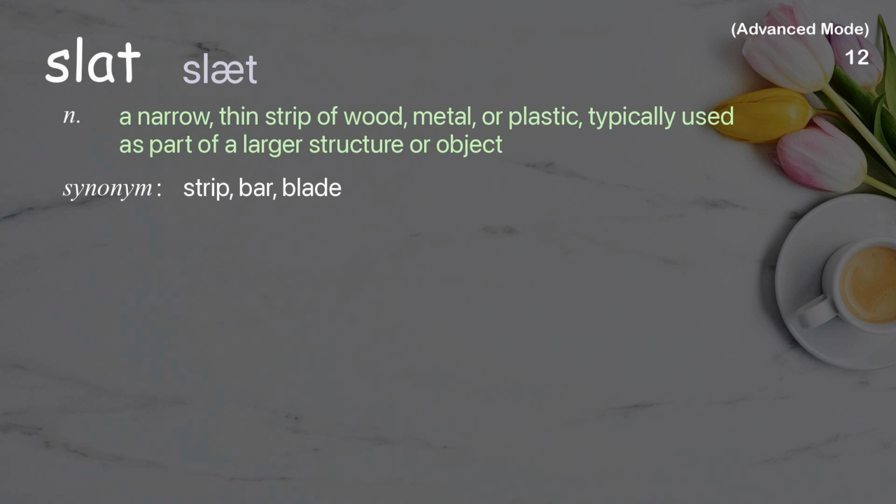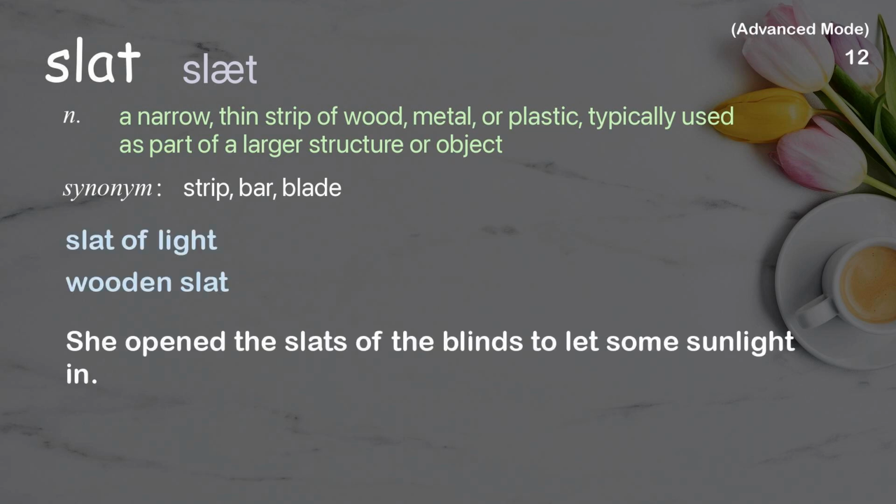Slat. A narrow, thin strip of wood, metal, or plastic, typically used as part of a larger structure or object. Examples: Slat of light, wooden slat. She opened the slats of the blinds to let some sunlight in.